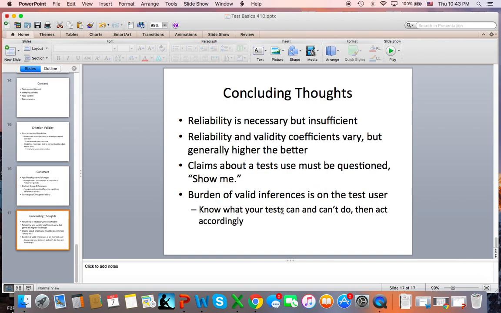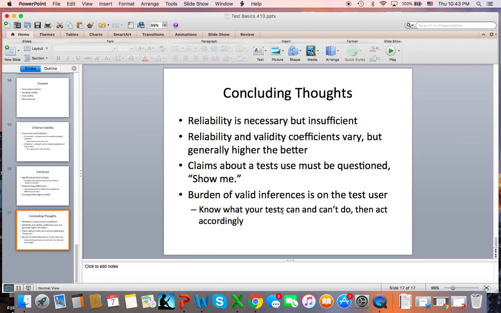So, some concluding thoughts here is that, again, reliability is necessary but insufficient, and reliability and validity coefficients vary, but in general, as a rule of thumb, the higher the better. Any claim that is made about a test use or what it can be used for absolutely has to be questioned. Like the whole idea of show me.